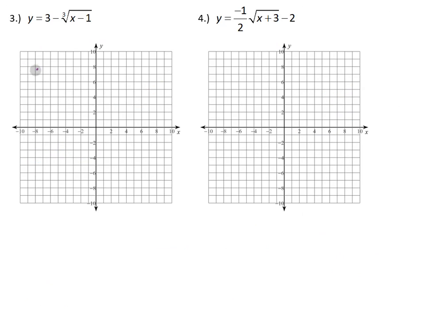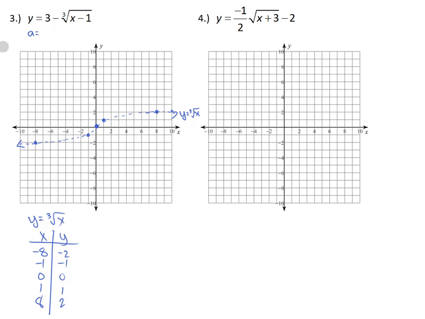Okay, so we're going to do a few more of these. So here's number 3. We've got another cube root, so let's start with those 5 values. Okay, and then plot our parent function points on the graph. Okay, so there's our basic parent function. I guess we should also identify a, h, and k here. So they did try to be a little tricky.